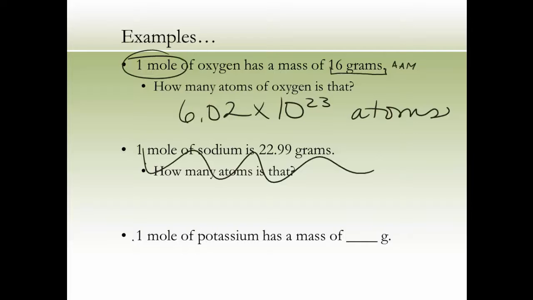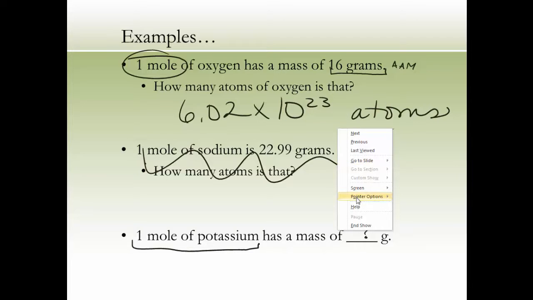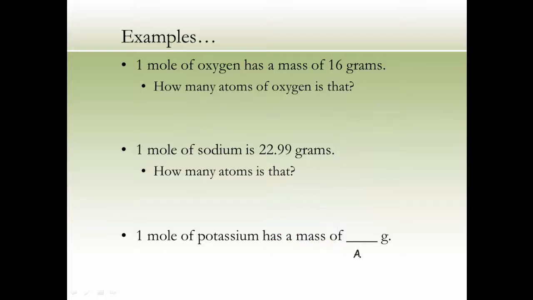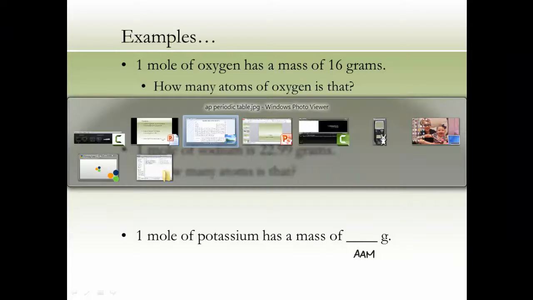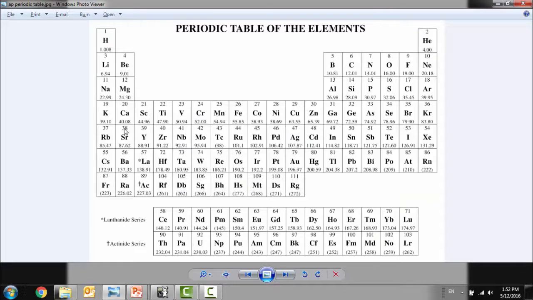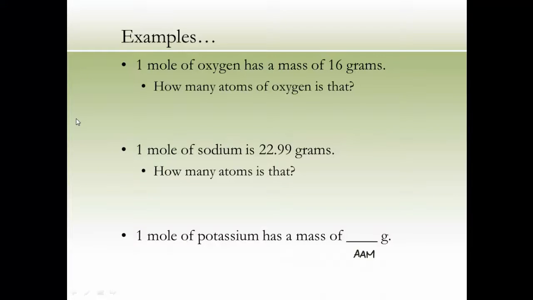All right, here's one. 1 mole of potassium has a mass of how many grams? Well, 1 mole of an element equals its average atomic mass number in grams. So we'll go to our periodic table and find potassium, which is K. Its average atomic mass is 39.10 AMUs. So its mass, if you have 1 mole, is that same number, 39.10 grams.